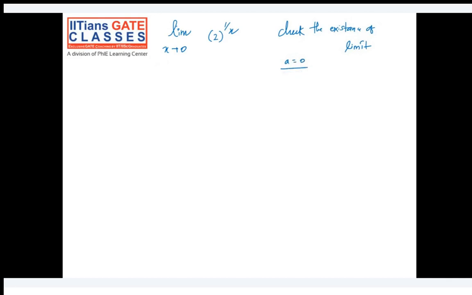You have to check the existence of limit, meaning you have to check the left hand limit and the right hand limit. You have to compare them. Okay. Calculate the left hand limit, calculate the right hand limit, and check whether they are the same or not.